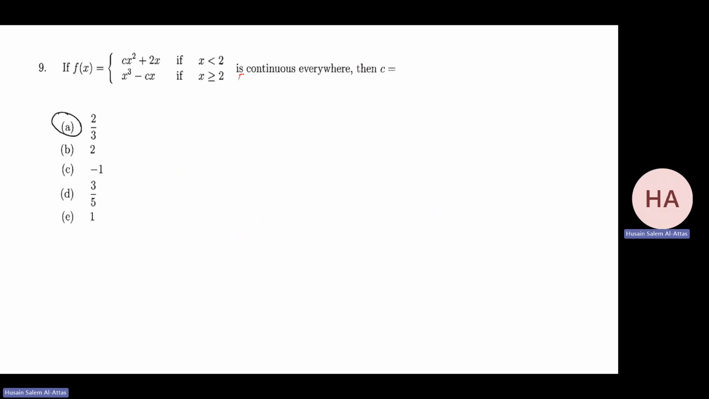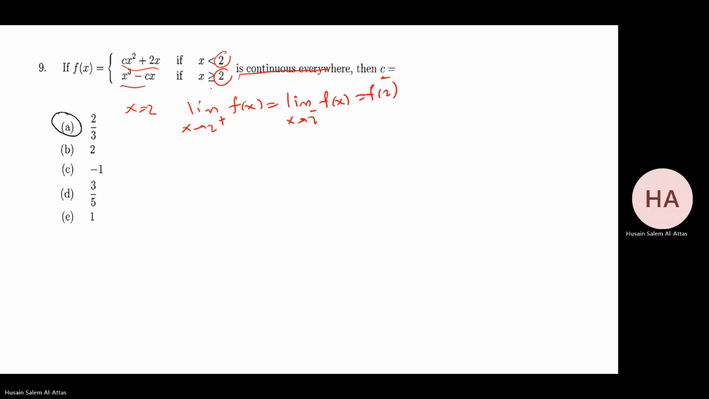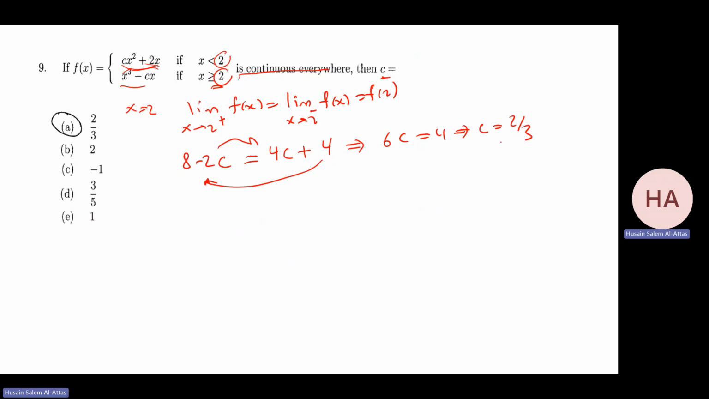Continuous everywhere. Find c. These are polynomials, so I need to check at 2. X equal 2. Limit x goes to 2 from right equal limit x goes to 2 from left equal f at 2. From right here, that will be 8 minus 2c. From left here, that will be 4c plus 4. So we have 6c equal 4, so c equal 2 over 3, which is this one.